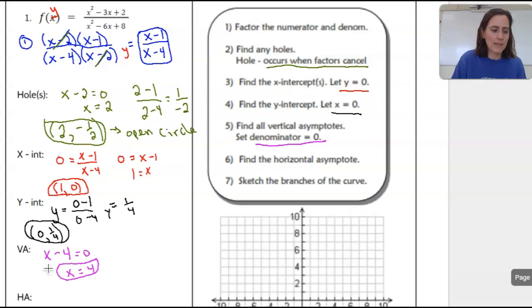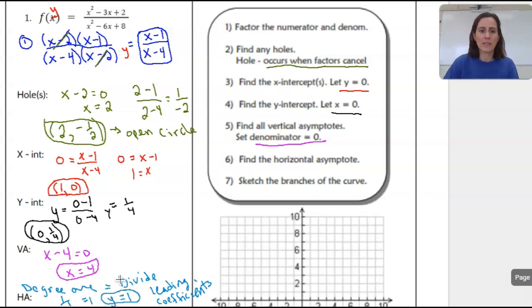The horizontal asymptote comes from the degree. In our case, the degrees are equal. So the numerator degree equals the denominator degree because they're both squared. Then that means we divide the leading coefficients. The coefficient of both numerator and denominator would be 1 over 1. So 1 divided by 1 is 1. So the equation would be y equals 1.